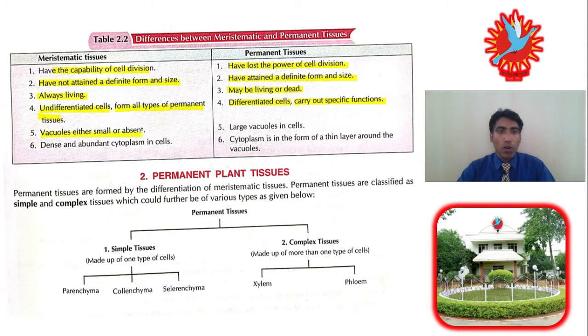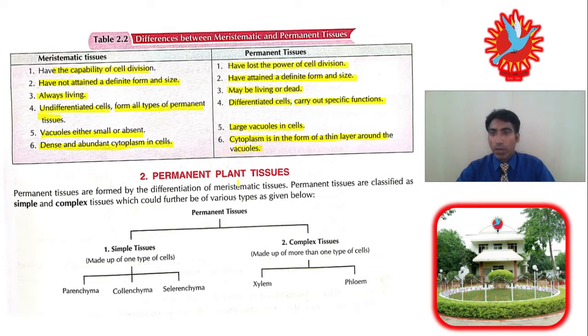Vacuoles are either small or absent in the meristematic tissue, while the cells of the permanent tissue have a large vacuole, which is the prominent feature of the plant cell. The cells of the meristematic tissue have dense and abundant cytoplasm, while on the other hand, the cytoplasm in the cells of the permanent tissue is less, and remains as a thin layer around the vacuoles.